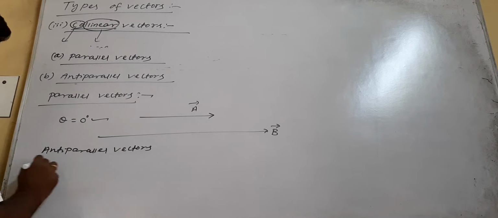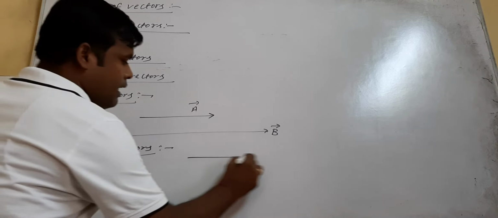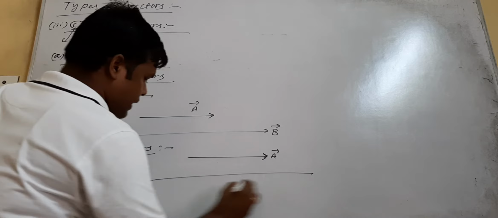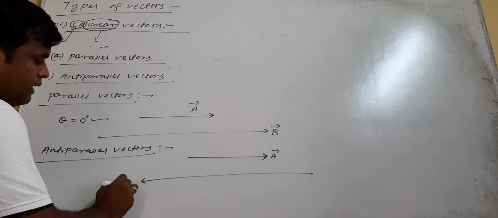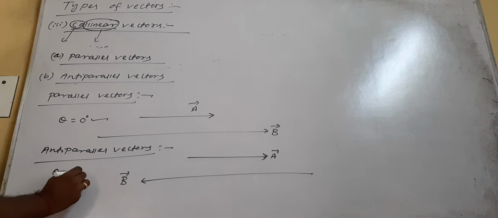Anti-parallel vectors: two vectors are said to be anti-parallel vectors if their directions are opposite to each other. It is A vector, it is B vector. If their directions are opposite to each other, then they are called anti-parallel vectors. If directions are opposite, then the angle between the two vectors is 180 degrees.